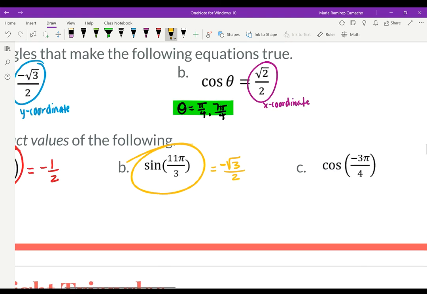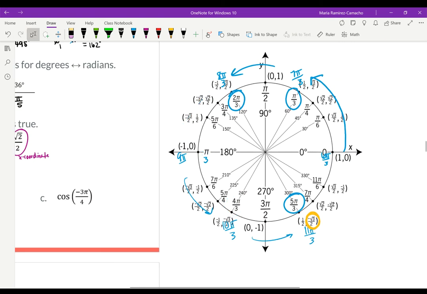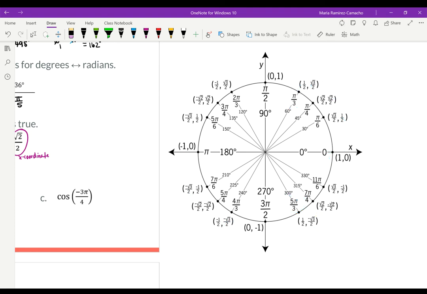Okay, last one, cosine of -3 pi over 4. Here's another one that requires us to think about the unit circle beyond just looking at it. -3 pi over 4 doesn't show up on the unit circle because it's negative. And what negative angles mean is to just go clockwise around the unit circle instead of counterclockwise.